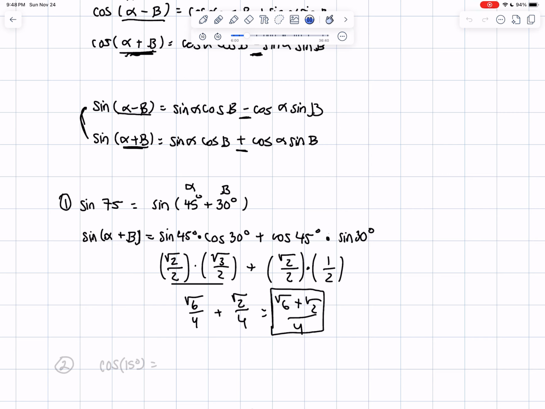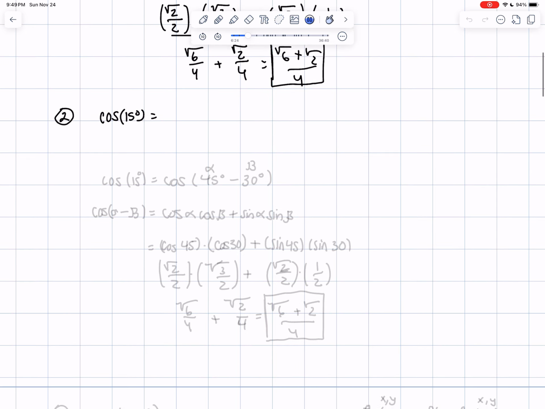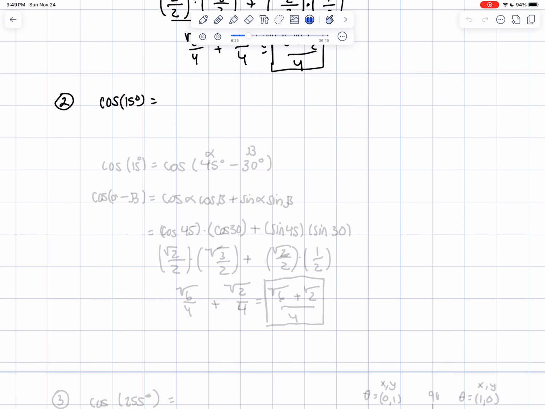Now, let's do another example. And I'm going to let you try this on your own. So let's try the cosine of 15 degrees. So go ahead and pause the video and try it on your own. Okay, welcome back. The cosine of 15, the two numbers that I used, you can also use other ones. I used 45 minus 30.